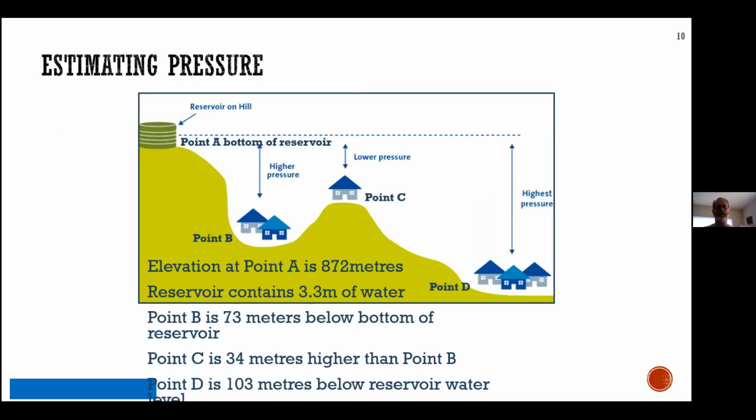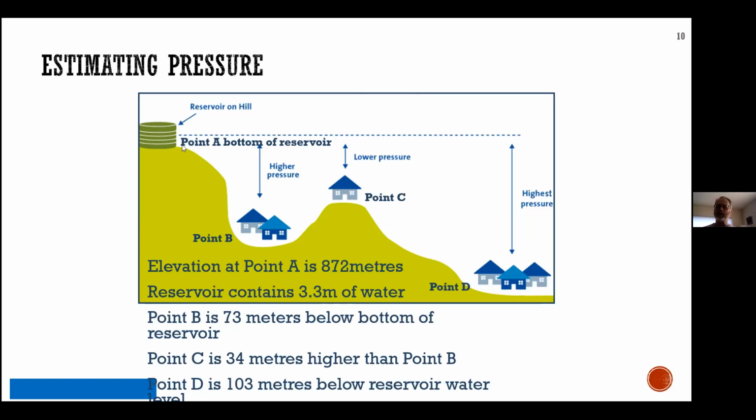Here's a couple of other points or examples. And again, the reservoir at the top of the hill fills and empties. So at different parts of the system, these pressures will be that much more. So higher pressure in the lower elevation areas in your community, lower pressure at the high points, and then of course at the valley bottom, highest pressure. And the example is given based on the reservoir containing 3.3 meters of water.